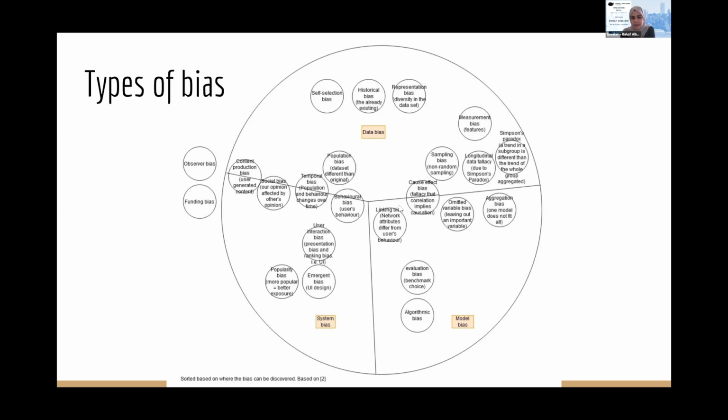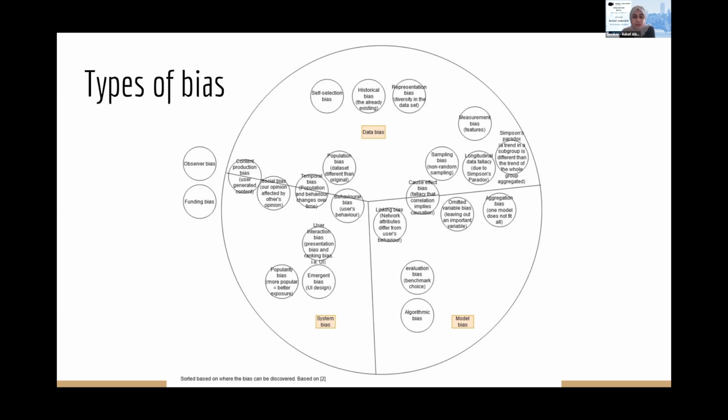And as you can see, most of the other types of bias are closer to the data, and that means that we need to start looking at those that are a little bit further from the data and start making informed decisions on how we really want to process data.